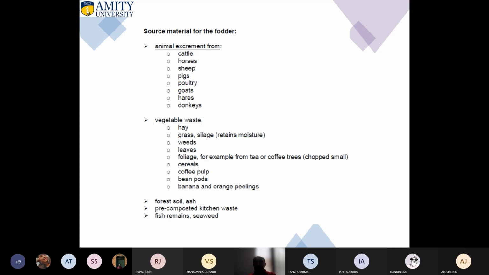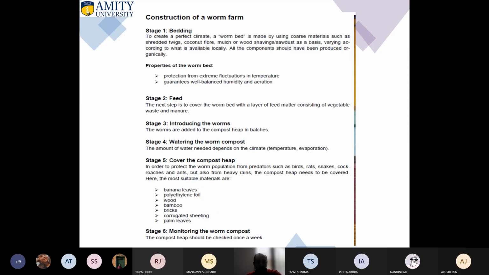So you just need to wash it with water. 2-3 बार treatment देके या rain water में रख दो उसको, बारिश का जब मौसम हो. So seaweeds can also be used as a good nutrient material for the feed for the worms to act upon.